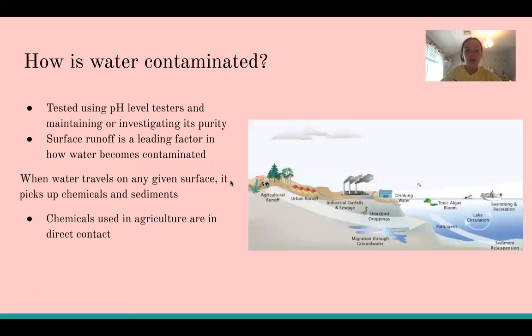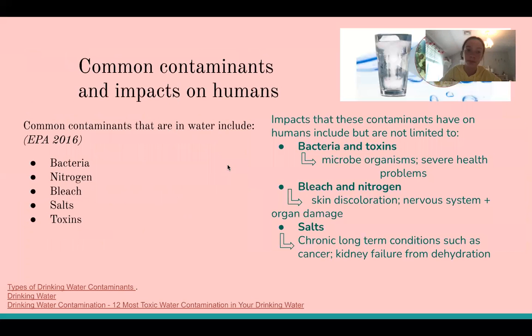Water is tested using pH level testers in maintaining or investigating its purity, and surface runoff is a leading factor in how water becomes contaminated in itself. When water travels on any given surface, it picks up chemicals and sediments. These chemicals can be used in agriculture and are in direct contact with the water, which makes it impure.